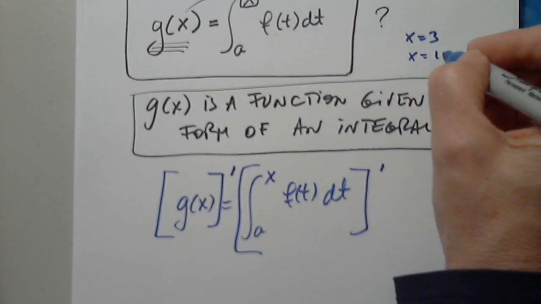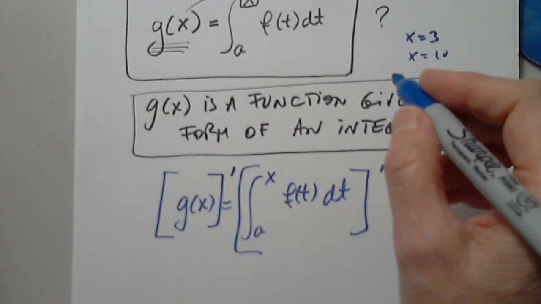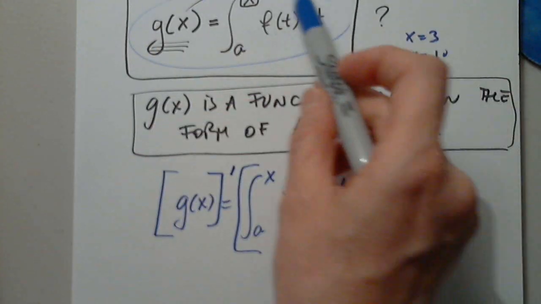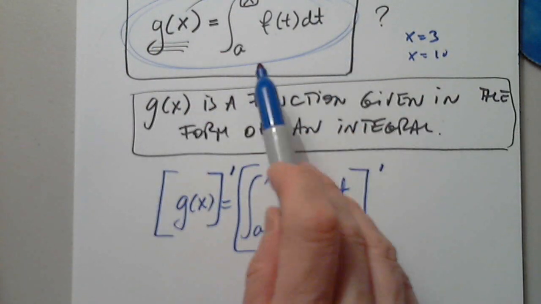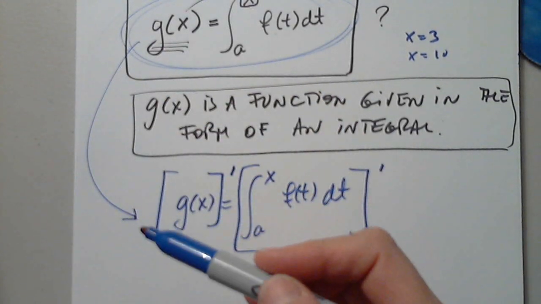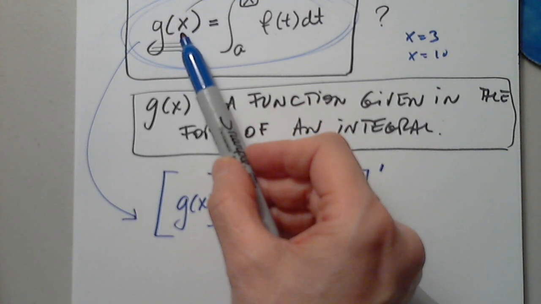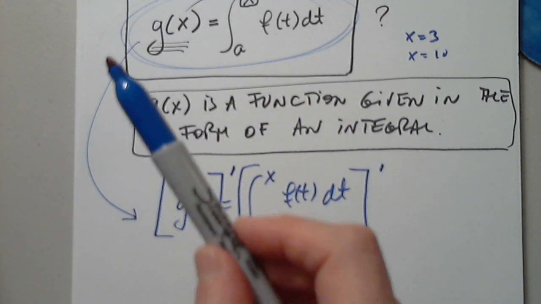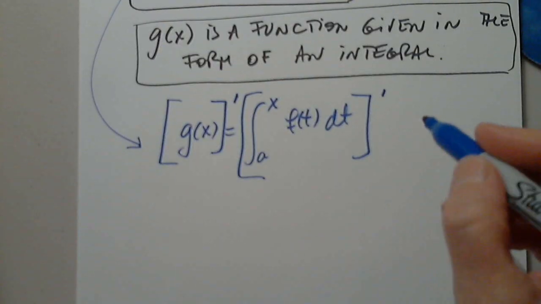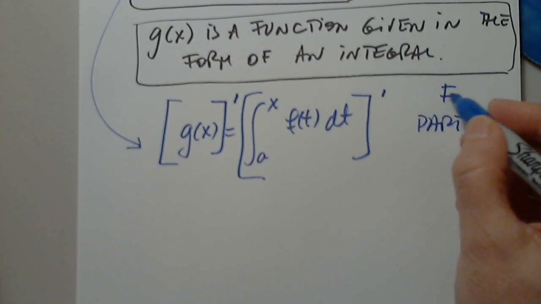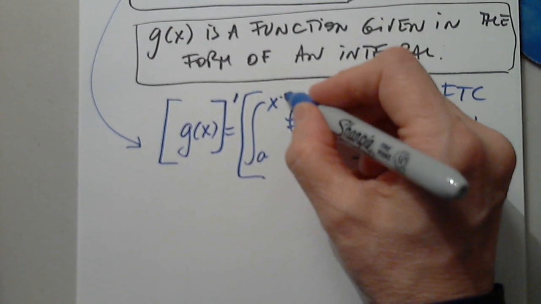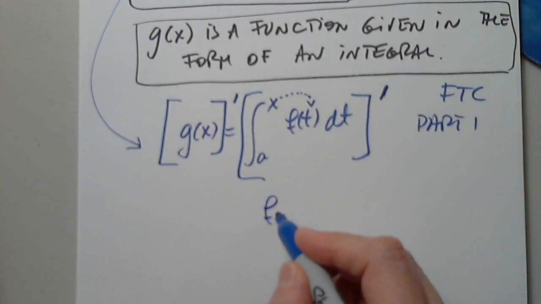Or you say x is 10, and I'll give you a number. So this is fixed. This, we can only be asked to differentiate. We cannot be asked to solve anything. And that's exactly what we're doing. We are given the function, and we are asked to find its derivative. That's it. So we're finding the derivative. So now part 1 of FTC says, when you differentiate an integral, all you do is you get back the function.